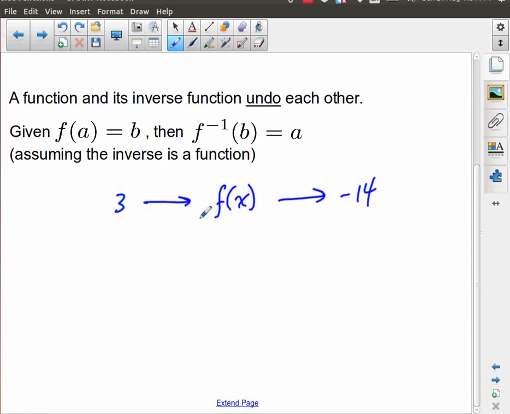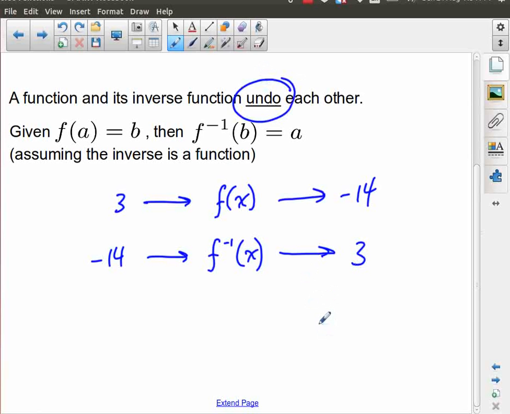That is saying that this function, whatever this machine is, so essentially you drop the number 3 into this function, you crank, there's a handle that you crank, and then out comes the number negative 14. If you have an inverse function, you can reverse this operation, which is you can take a negative 14, you can put it into the inverse function, you can crank the handle, and a 3 is going to come back out again. And that's what this means. That's what it means for a function and its inverse undo each other.